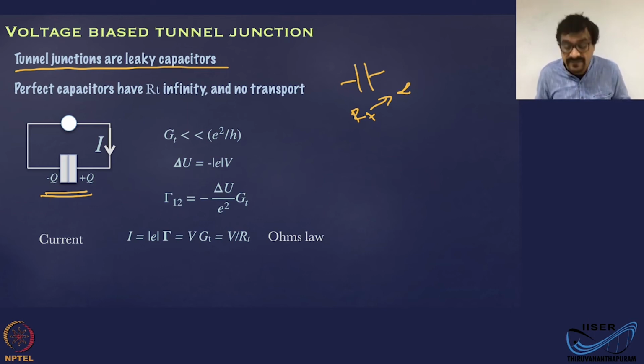But we have current going through, let's say electrons going through the tunnel junction. That means these capacitors are actually leaky. Okay. So we have finite tunnel resistance and we have finite capacitors. So usually such tunnel junctions are represented by this symbol here. Assume that I'm actually voltage biasing this circuit with this tunnel junction.